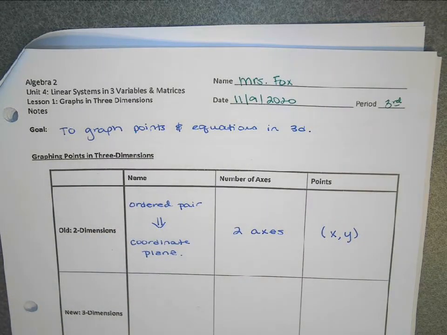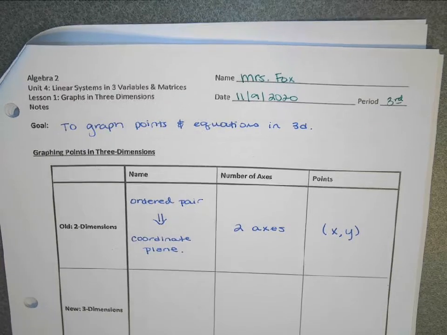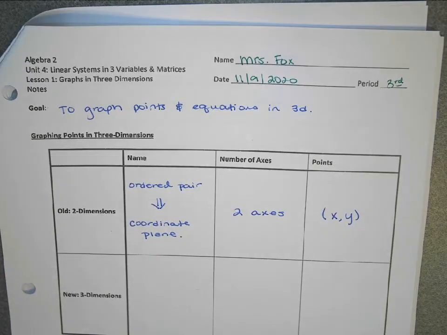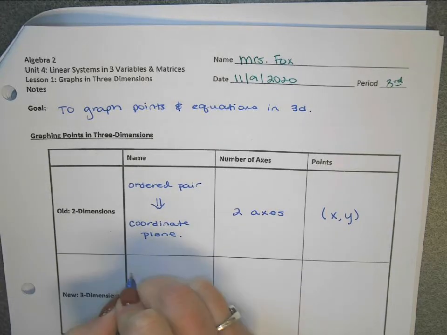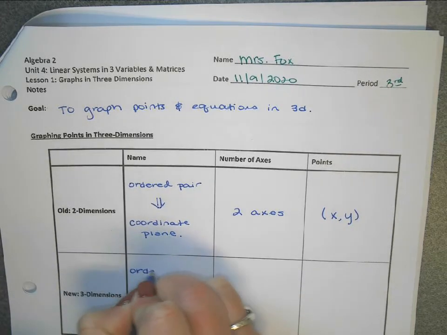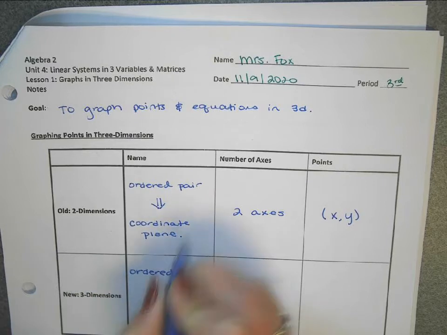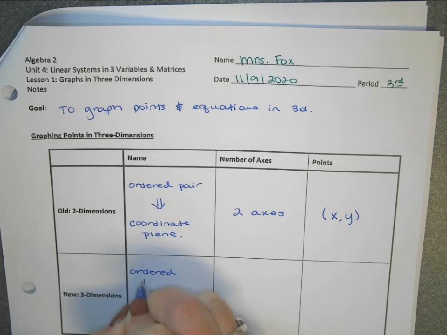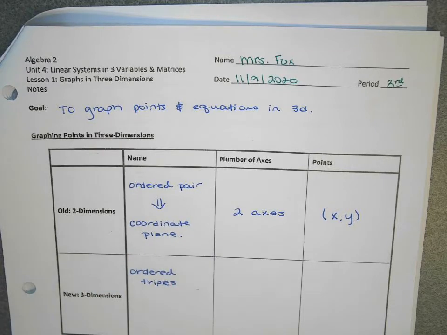Now when we are working in 3 dimensions, we're not going to have an ordered pair. Instead, it's going to be an ordered triplet. It's not going to be a pair anymore. A pair would only be 2. So it's going to be an ordered triplet, or an ordered triple.